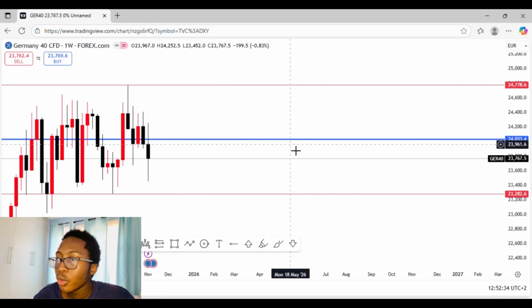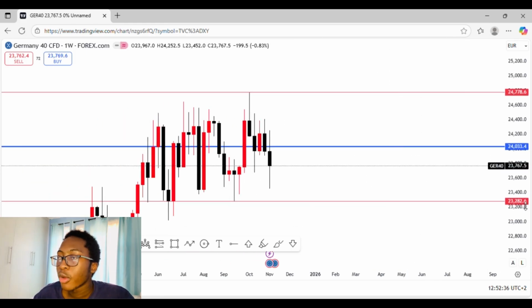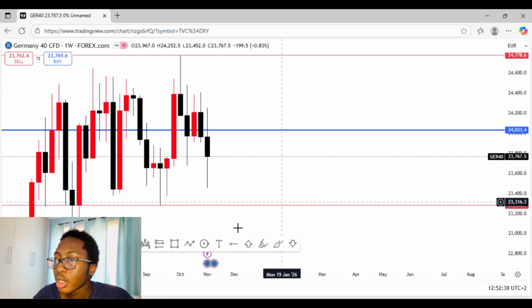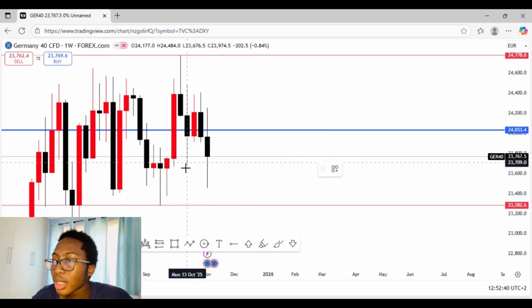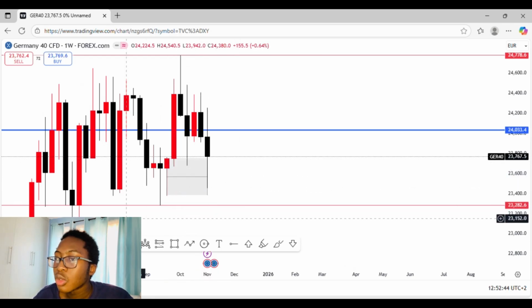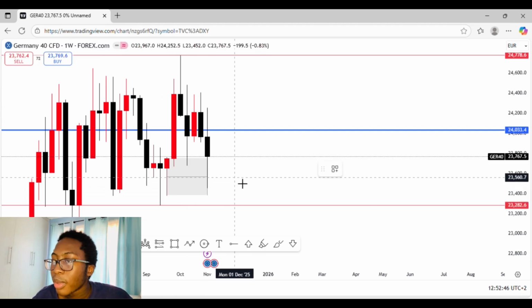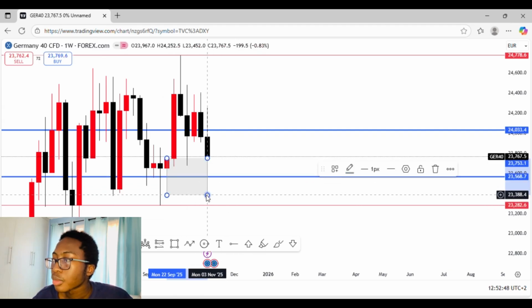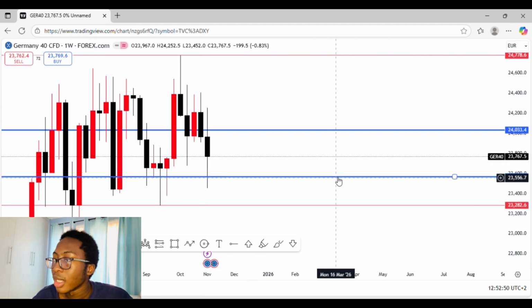So what will you do here? You will simply look for your zones. You looking for your zones is very important. I always preach, you need to mark your zones. You need to really mark your zones perfectly, so you can't afford to make any mistakes.